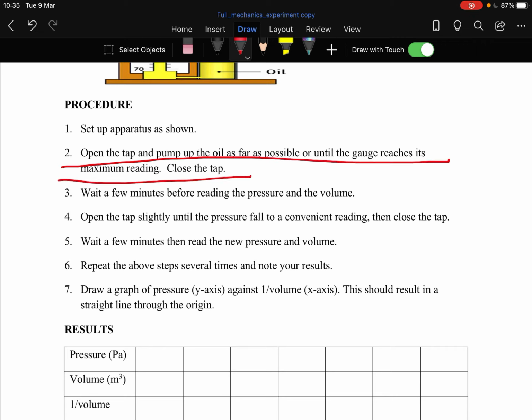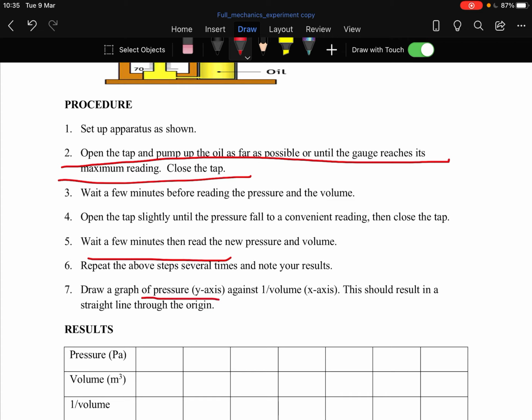And then close the tap, okay? Wait a few minutes before reading the pressure and volume. Open the tap slightly, the pressure falls to a convenient read. In other words, you drop the pressure to 10 pascals so you can see what the volume is. That's the idea, okay? Now wait and then repeat, okay?